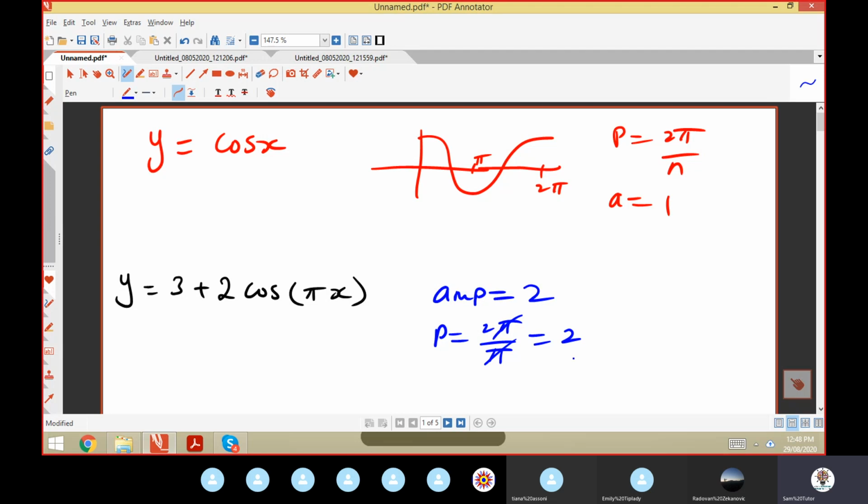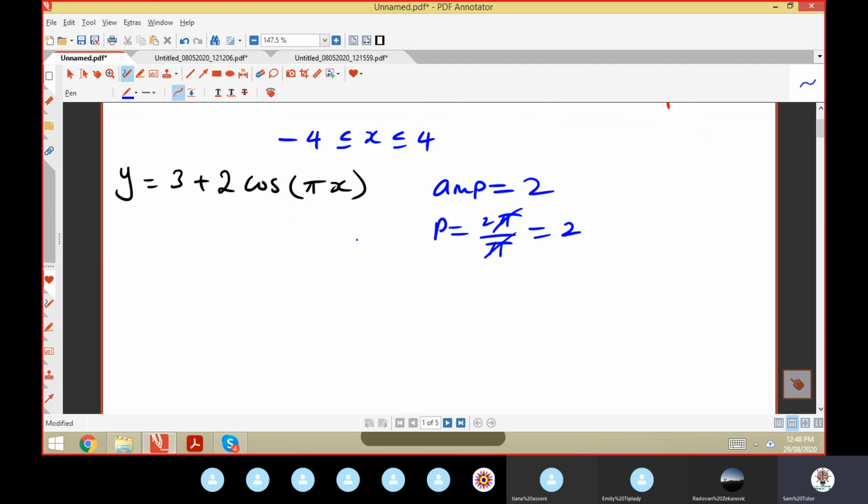not 2 pi, not 360 degrees, not 180 degrees, it's not degrees. Every 2, like 2 centimeters, 2 meters, whatever. Every 2, you should see 1 cos. Then I give you a domain, and I say the domain is, let's go negative 4 to 4. So every 2, you should see 1 cos. All right, let's see how this would look.